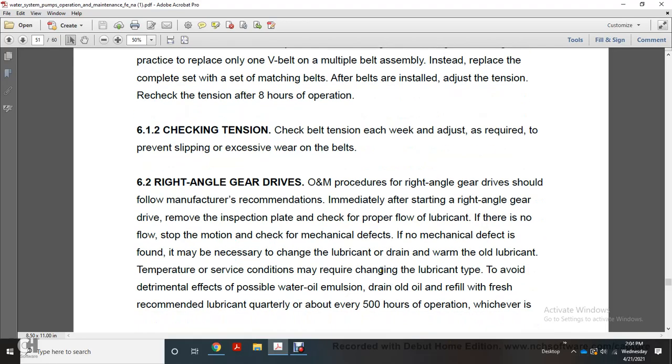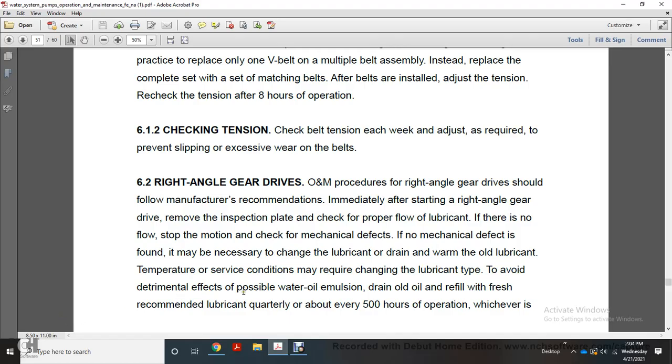The operation and maintenance procedure for the right angle gear drive should follow the manufacturer's recommendation. Immediately after starting the right angle gear drive, remove the inspection plate. Check the proper flow of the lubricant. If there is no flow, stop the motor. Check for mechanical defects. If no mechanical defect is found, it may be necessary to change the lubricant through the drains. Warm the old lubricant.